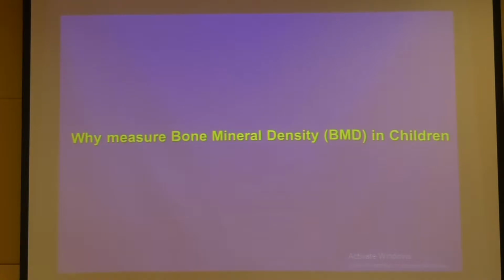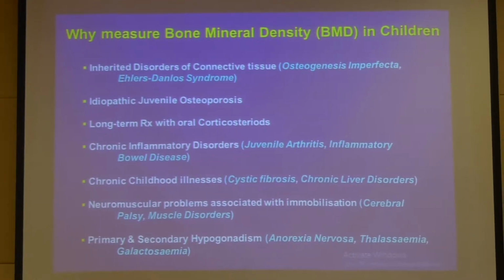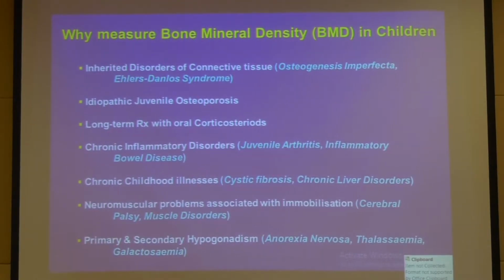Osteoporosis is a common problem in adults. If we live long enough, we will develop osteoporosis. But there are many childhood conditions which are associated with low bone mass and increased risk of fractures. For example, the inherited bone disorders such as osteogenesis imperfecta, and oral corticosteroids, which are being used to treat a number of different conditions. Even in the biologic era, we still have to use steroids.